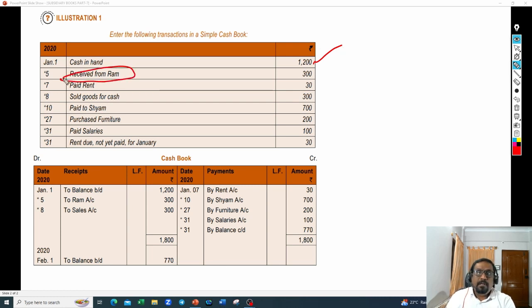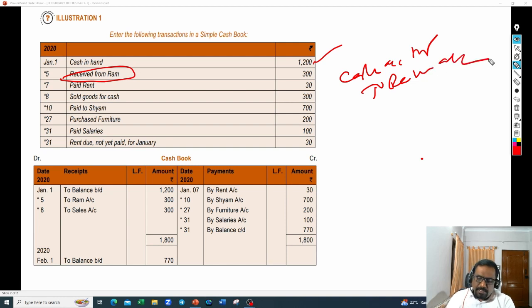Received from Ram. When we receive the cash from Ram, what comes in? Cash. So cash account, cash comes under real account. I don't want to explain all those journal entries, it will be boring for you. So when the cash comes in, we debit cash and the receiver is Ram. So cash account debit to Ram account, 300. This is done.